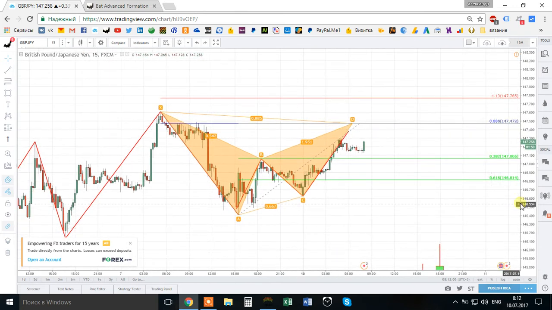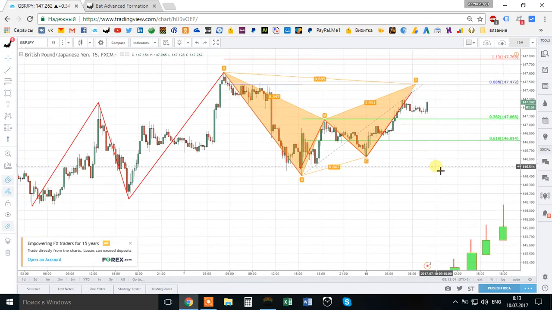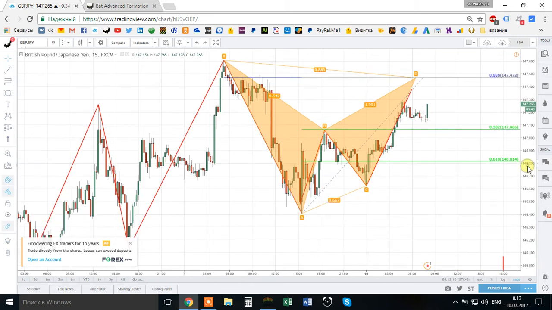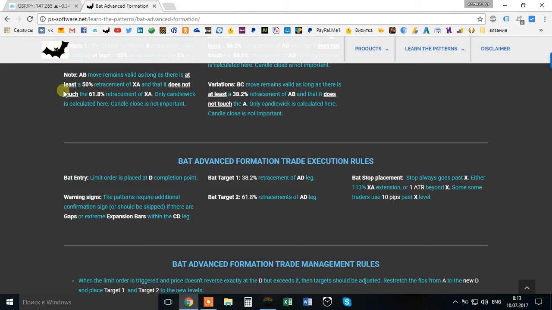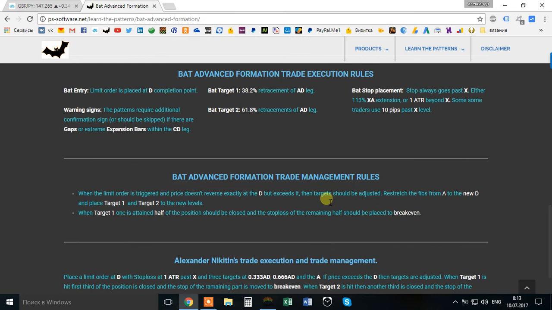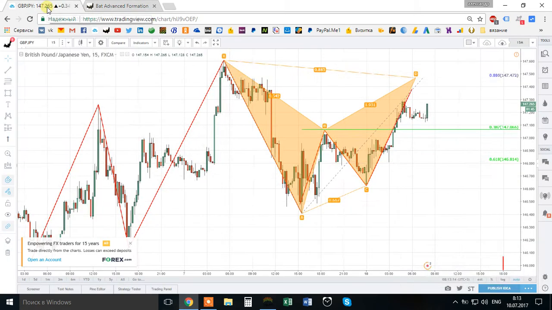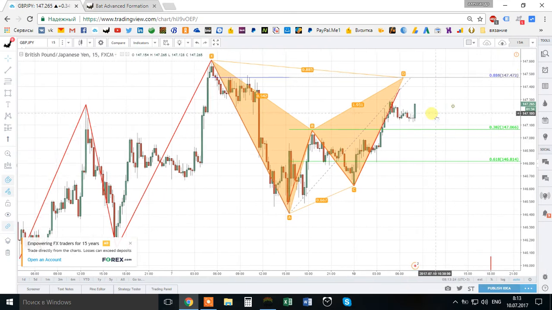This is my tip for you, so you don't have those unnecessary stops that could be avoided. Okay, that's it about the warning signs. Let's go to the trade management rules. There are two tips on trade management.